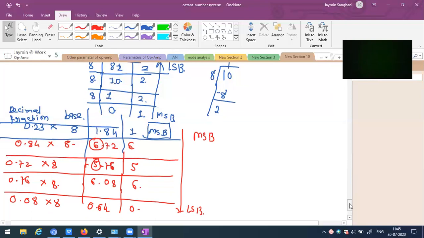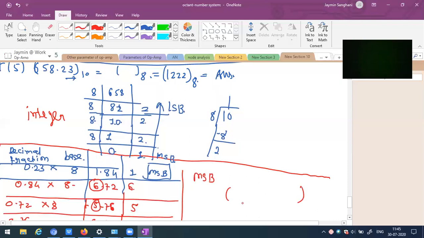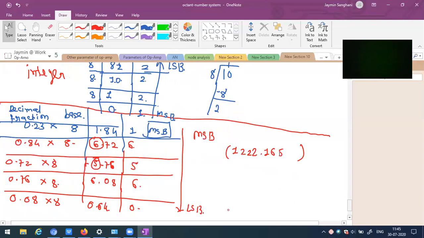So here, what is the final answer? See this. This is for the integer value. This is for the fraction value. So what is the final answer? Final answer is 1222.16560.